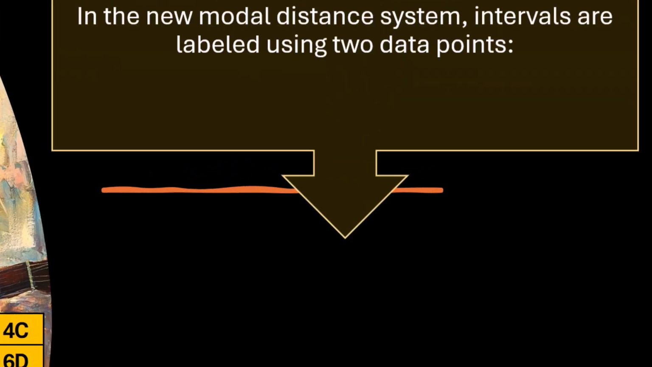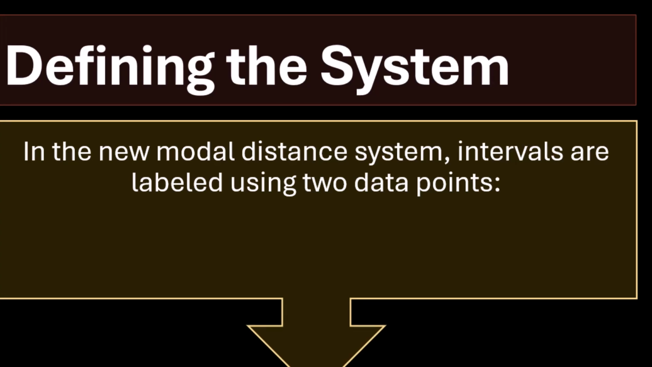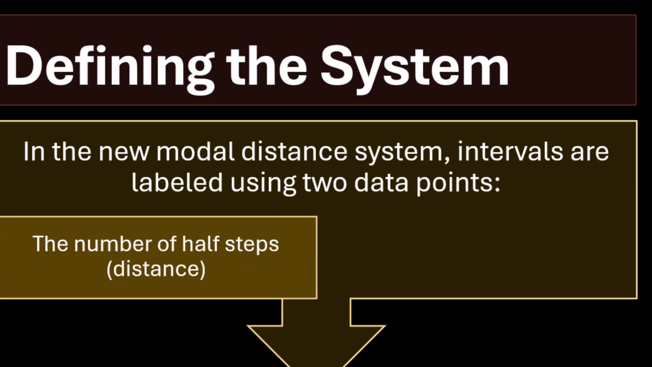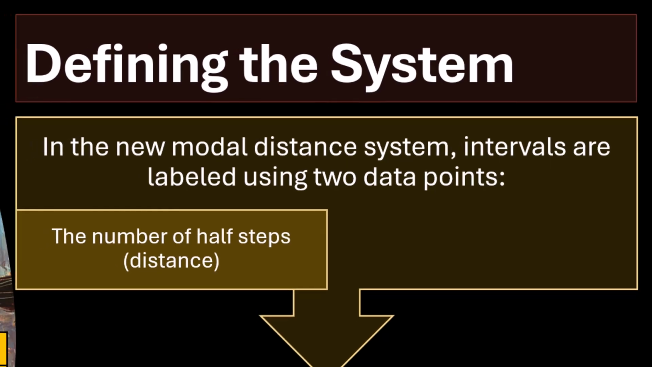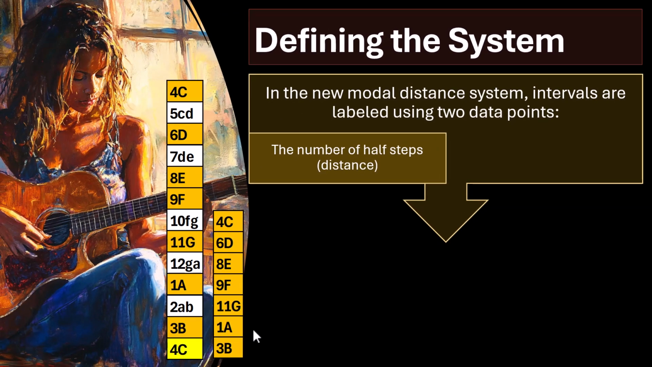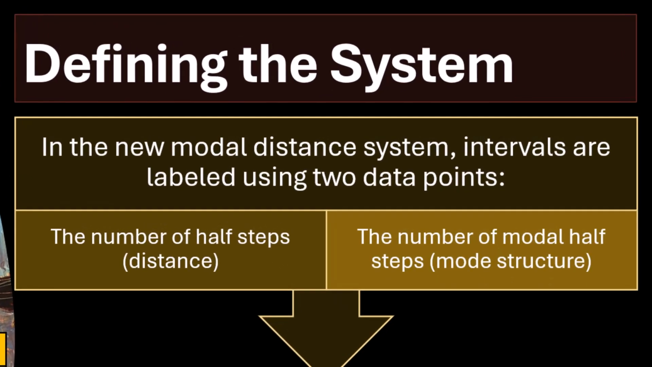All right, defining the system. So in the new modal distance system, intervals are labeled using 2 data points. So if you were like a plumber or a woodworker or anyone doing a normal measurement, you're just trying to measure a map, you're a gamer and you're trying to see how far it is in Zelda or whatever the new games are. I don't even know. I played Zelda way back, before it was even online or anything, right? You're trying to figure out the distances between one thing and another. So it's the number of half steps. That would be like miles on a map. Half steps are the distance term.